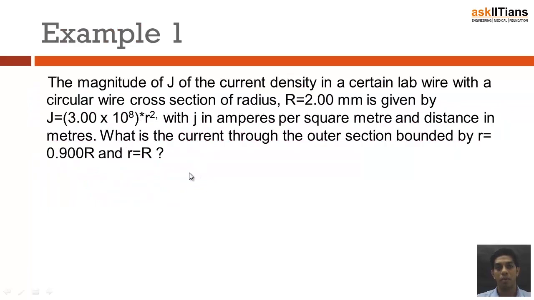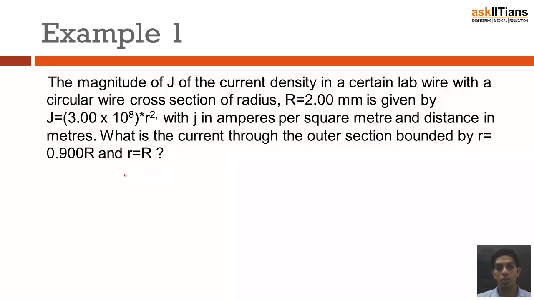Now let's try an example corresponding to the concepts we have learned till now. The question states: the magnitude of the current density in a certain lab wire with a circular cross section of radius R = 2 mm is given by J = 3.00 × 10^8 r², with J in amperes per square meter and distance in meters. What is the current through the outer section bounded by r = 0.900R and r = R?